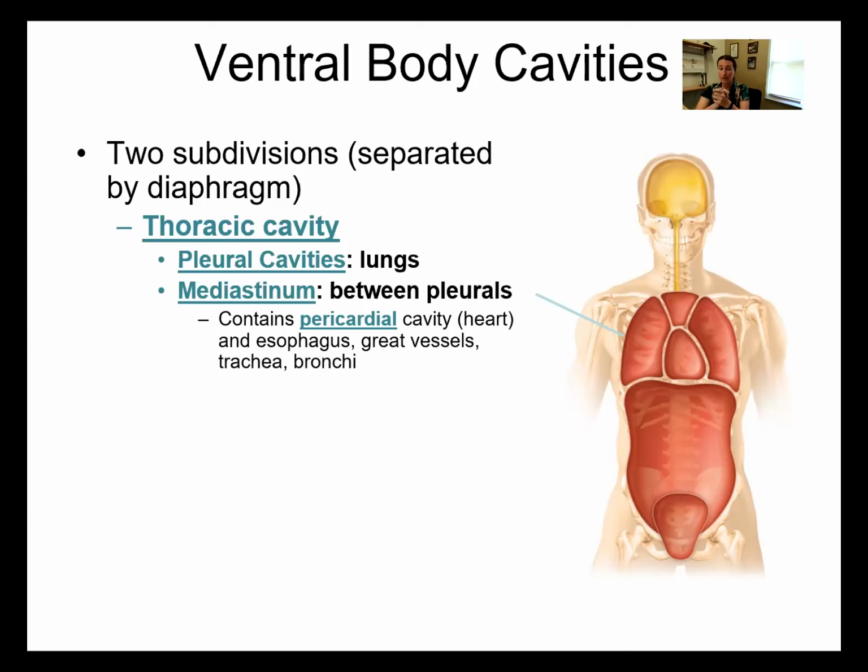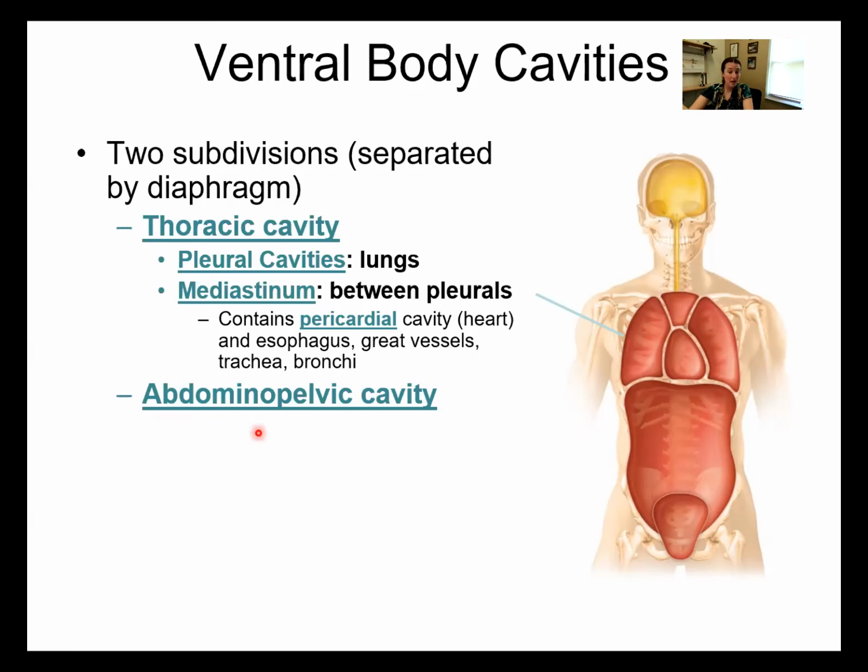One of the other things that trips people up is structure versus region versus cavity, all of these different things. So again, serous membranes. The pericardial cavity is within the space, the mediastinum. The pleural cavities are around each of the lungs, all of which are located within the thoracic cavity. Okay. Inferior to the diaphragm is the abdominopelvic cavity, right?